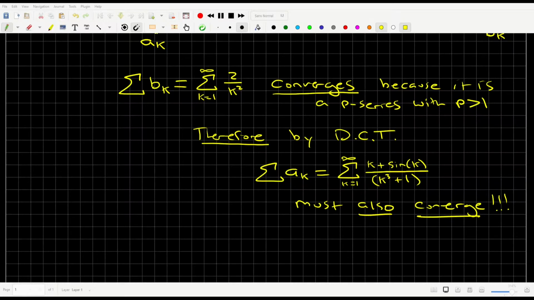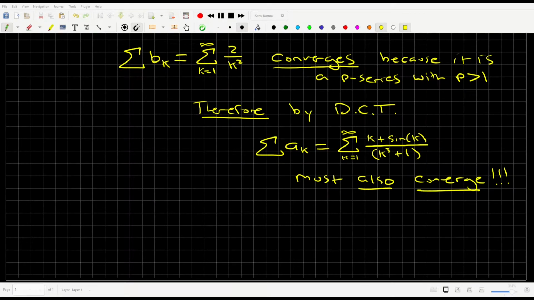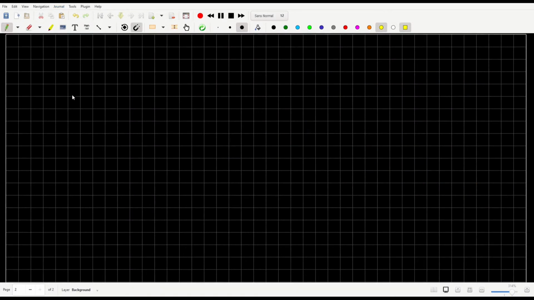So this example shows the correct way of using the DCT to prove convergence. Let's do an example where we can show divergence, just to show that this can be done and used in either way, depending on what we want. So I didn't do the rule of thumb for the last example. I encourage you to go through and do that, just to get an idea of how to do this. But I will go through and do the rule of thumb for this example.